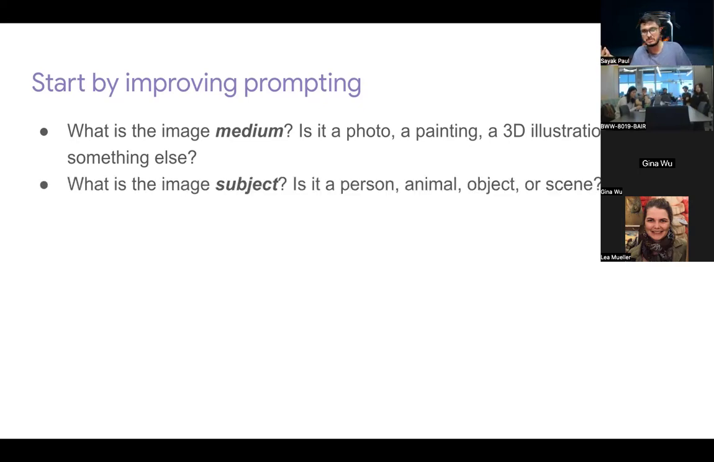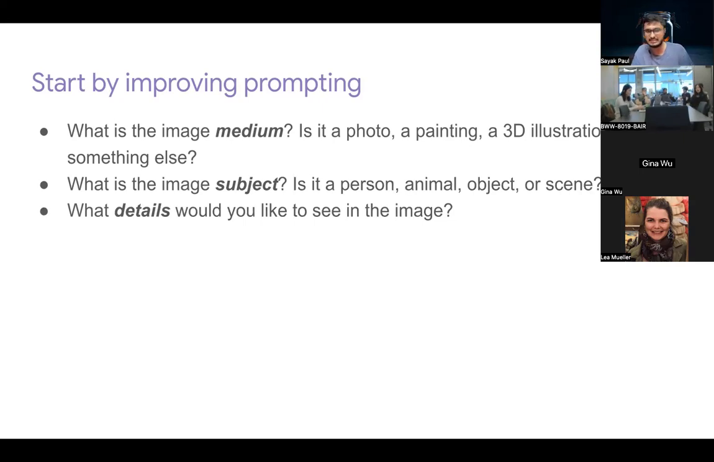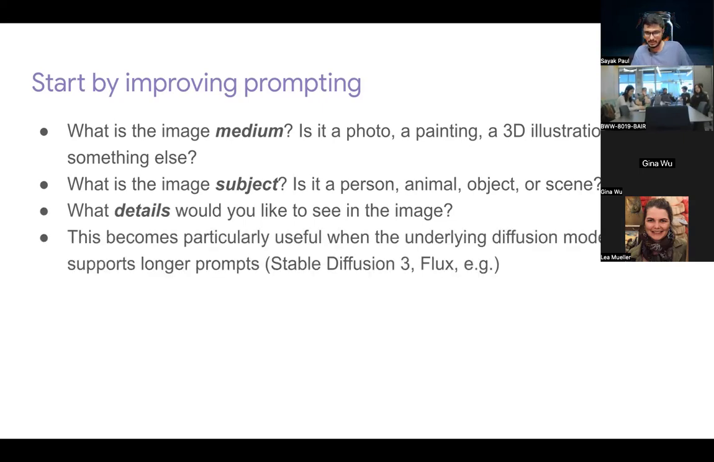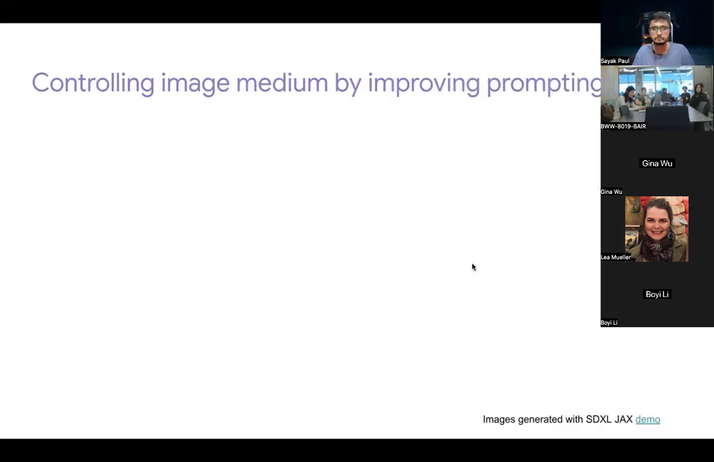And then, what is the image subject? Is it a person? Is it an animal? Do you want the cat to look like a dog or a tiger? Be sure to specify it. And then, what details would you like to see in the image? This becomes particularly useful, as I was mentioning, when the underlying diffusion model supports longer prompts, like Stable Diffusion 3, Flux, PixArt Sigma, for example.